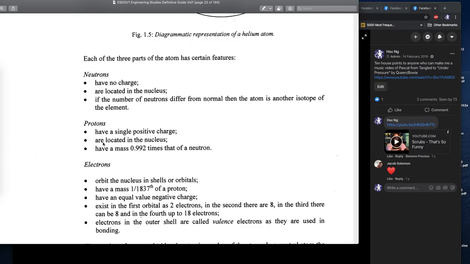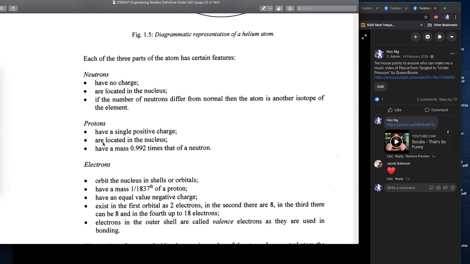Okay, neutrons have no charge. They're also in the nucleus. The number of neutrons can be different. So, for instance, if we have carbon-12 and carbon-14, all carbon has 6 protons. I'm pretty confident of that. Yep, 6 protons. That's how we define it as carbon. Because it has 6 protons, that makes it carbon. Whereas neutrons can have any number of, well, not any number of neutrons.